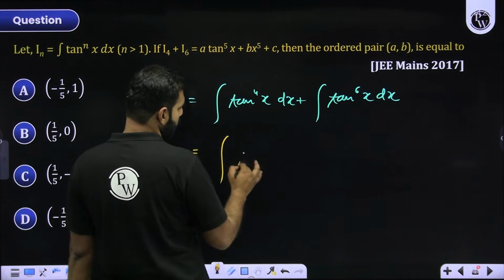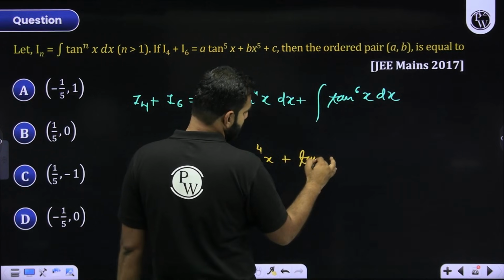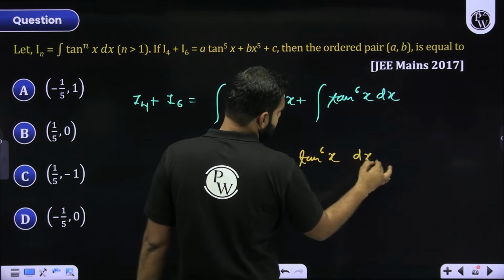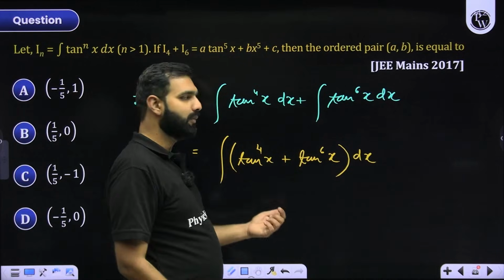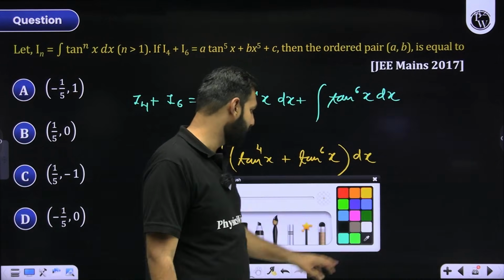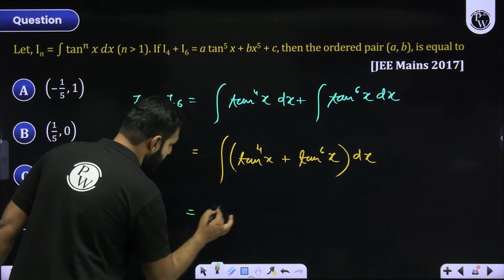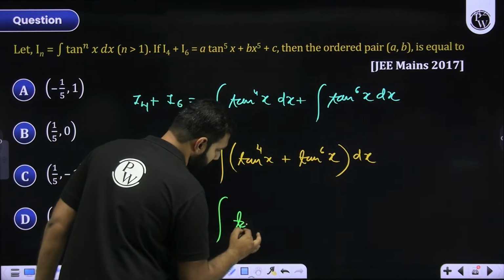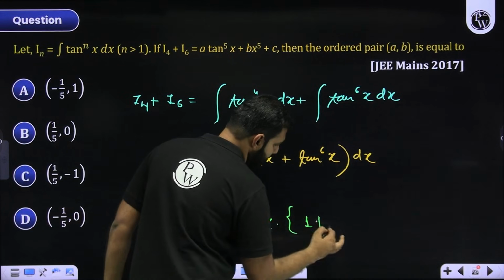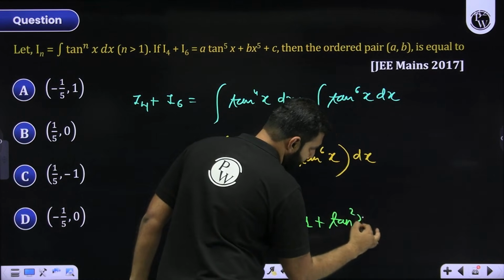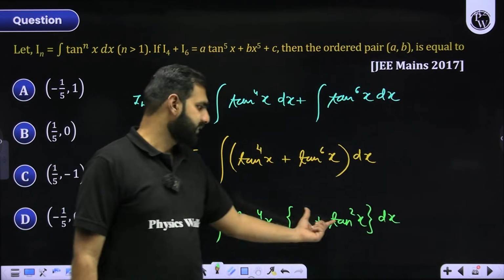So integration of 10x to the power 4 plus 10x to the power 6 dx. That is what we are supposed to do. Now, why did I do it? Let us take 10x to the power 4 common. So when you do that, what you achieve here is this. Integration of 10x to the power 4, I have taken common, and then I'm left with 1 plus tan square x dx. Can you help me with 1 plus tan square x?